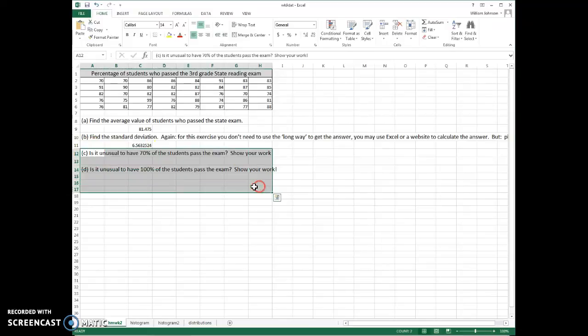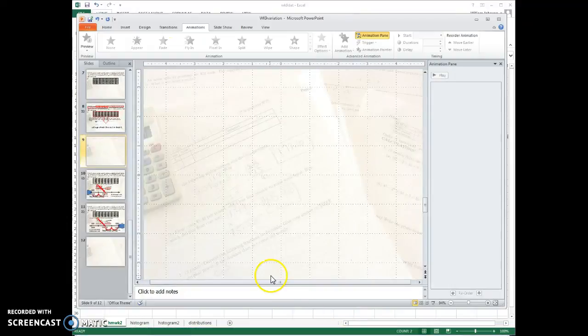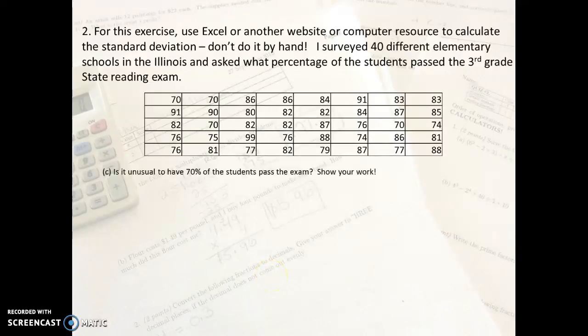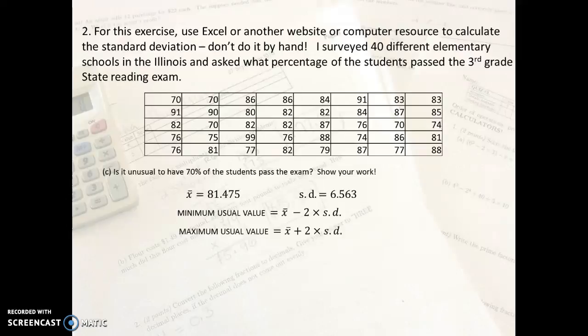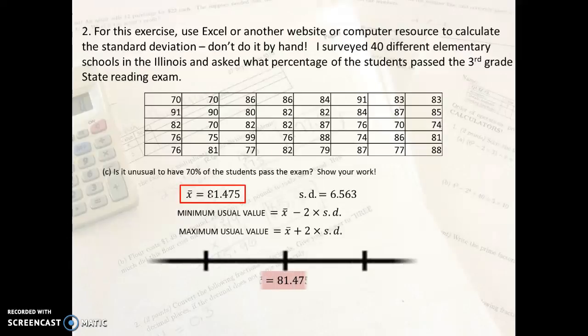For these last two, the usual and unusual values, I'm going to jump back to the PowerPoint chart, and let's check out how to do this. All right, so we have the mean from the Excel. Mean, average, 81.475. We have the standard deviation, 6.6563. If you've checked the lecture notes, or if you watch my other video on the discussion board, I mentioned the minimum unusual value. We have that formula. Maximum, we have this formula. And so what am I going to do? I'm going to take the average and put it on a number line. Why is the average in the middle? Think about what the average means. Average means roughly right in the middle.